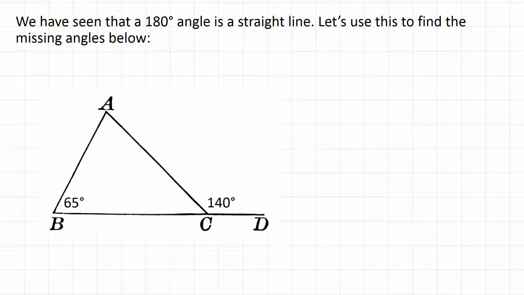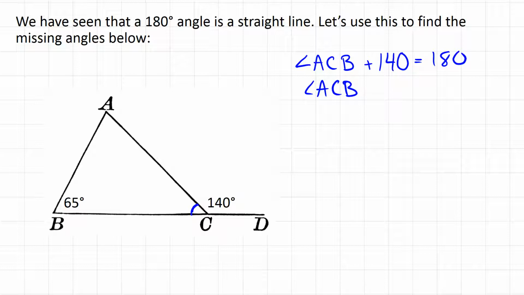Well, we know that a straight line makes 180 degrees. So we can use our proper naming, angle ACB, plus 140 degrees. So that would be this little angle here plus 140 degrees has to be equal to 180. Or that means ACB is equal to 180 subtract 140. This is 40 degrees. So there's one of the two missing angles down, that's 40 degrees.